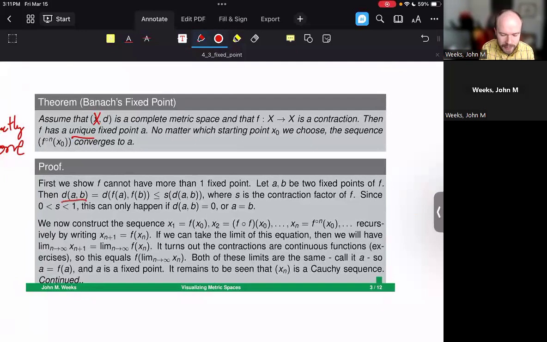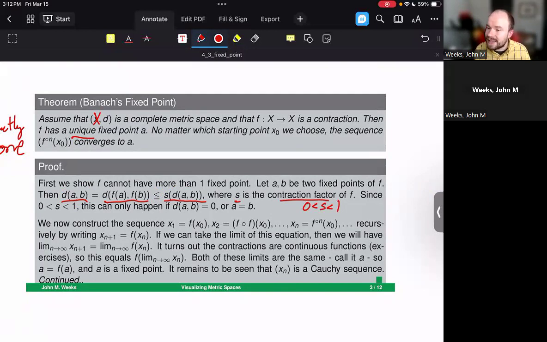Well, then the distance between A and B, since A is equal to f of A and B is equal to f of B, is the same thing as the distance from f of A to f of B. Then we can use the fact that f is a contraction and get this less than or equal to s times the distance from A to B. Notice now that I have that the distance from A to B is less than or equal to s times the distance from A to B, where s is that contraction constant. Remember, s here is in between 0 and 1.